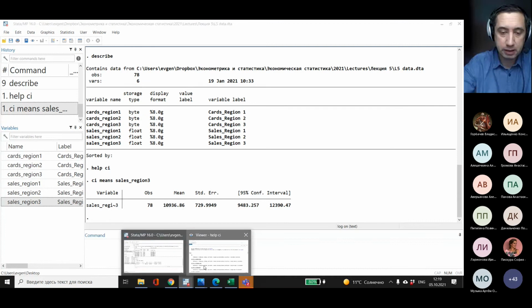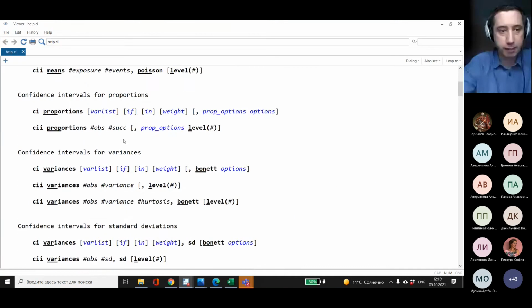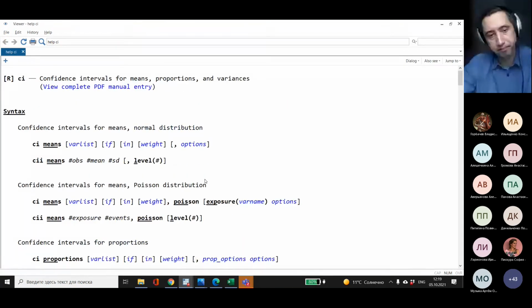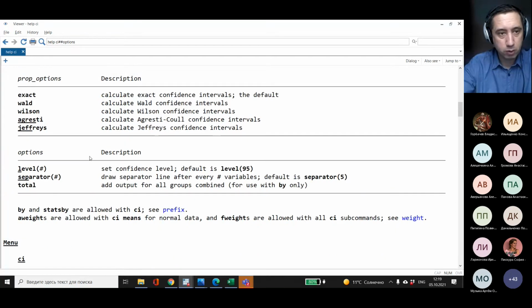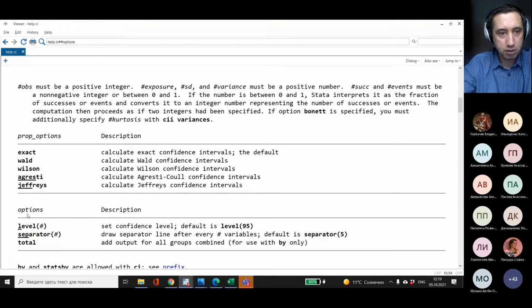What else? In addition, go to the help file. In the help file, you have a lot of options. For example, if you click here, you can find that you can set level. What does level mean? It is your confidence level. Then separator and total. We have to use the option level. In addition to this option, we have another set of options: exact, Wald, Wilson, Agresti, Jeffreys.